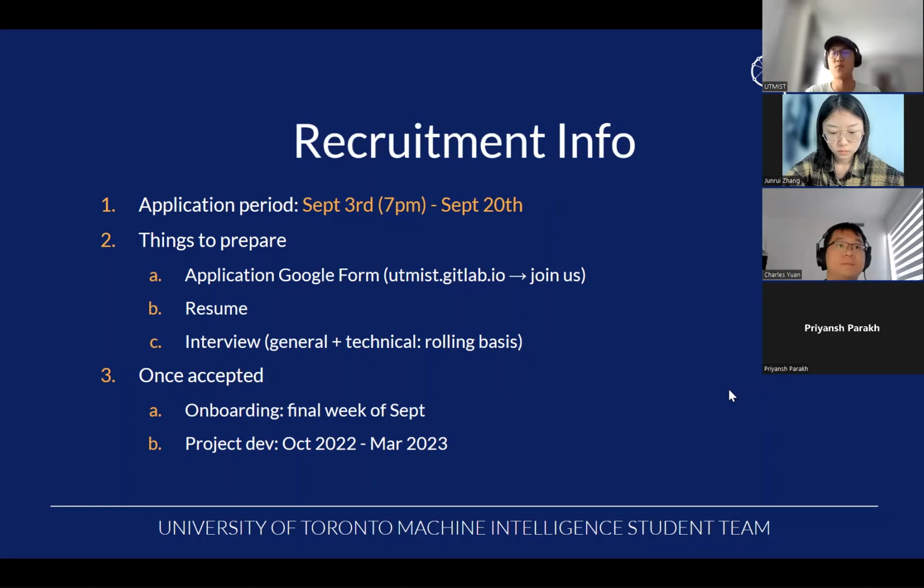And the final objective, of course, is to present your ideas and your results at the end of the year at our annual project showcase, which will likely be held in May of next year.